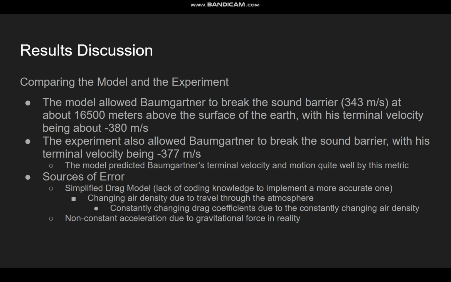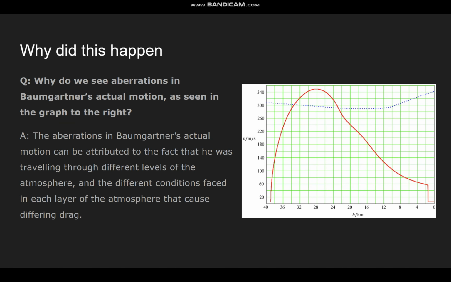Sources of error include a simplified drag model due to a lack of my coding knowledge to implement a more accurate one. As a result of this, in reality, there's a changing air density due to travel through the atmosphere, and a constantly changing drag coefficient due to the constantly changing air density that could present a source of error. And there's also the non-constant acceleration due to the gravitational force in reality due to a changing distance between Baumgartner and the surface of the Earth. Next, on to our conclusions.